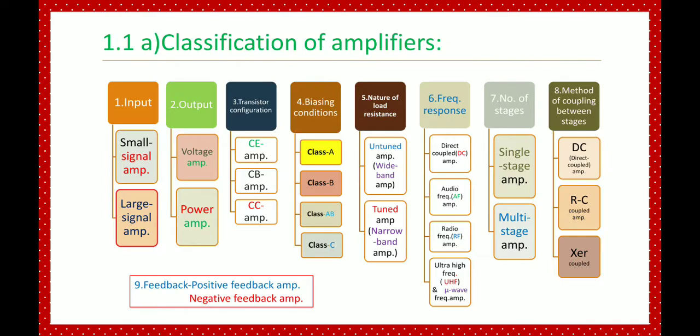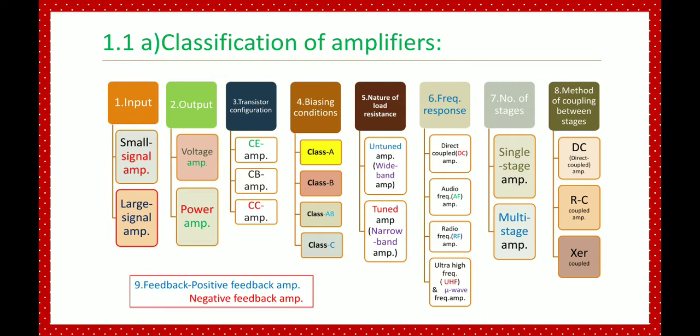Moving on, let's see the classification of amplifiers. Classification can be based on a number of parameters. Based on the input, it could be a small signal amplifier or a large signal amplifier. Based on the output, a voltage amplifier or a power amplifier. Based on the transistor configuration, CE amplifier, CB amplifier, CC amplifier.